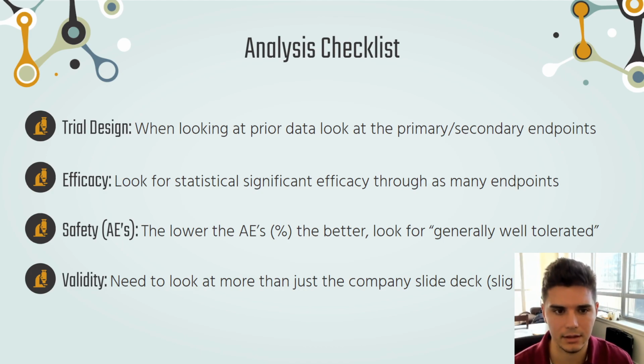You want to look at the differences and similarities in the prior trial design and the upcoming trial design at a deeper scale than just primary and secondary endpoints, but that's a good place to start. We want to look for efficacy, so statistically significant efficacy through as many of the endpoints as possible. We want to look at safety, the adverse events. We want to look for low AEs and something that's well tolerated and that has a low dropout rate, meaning that the patients that started the trial finished it.